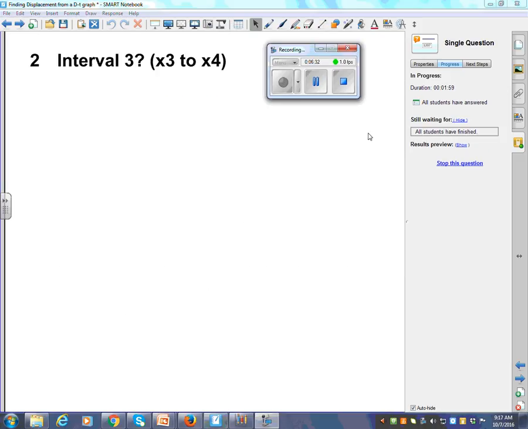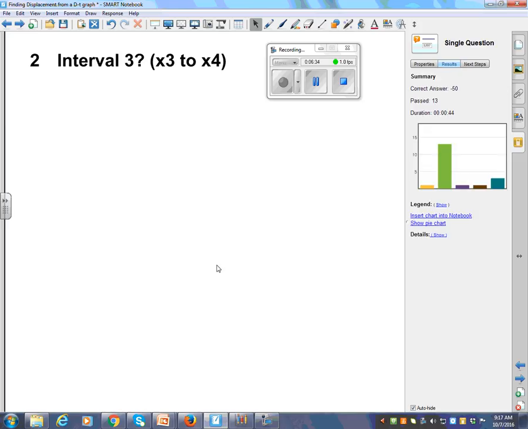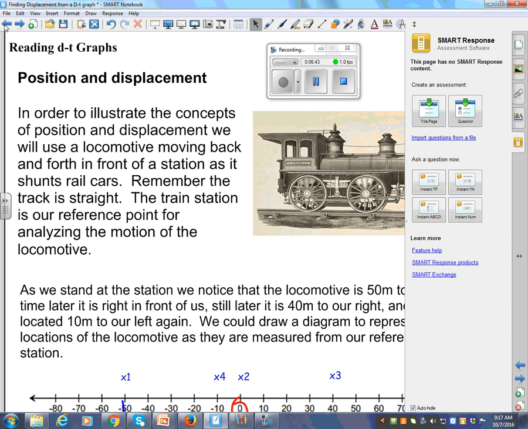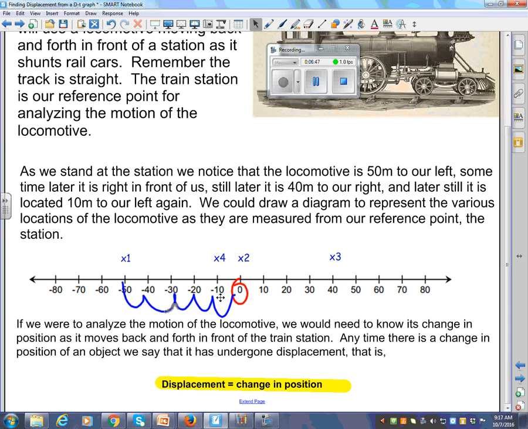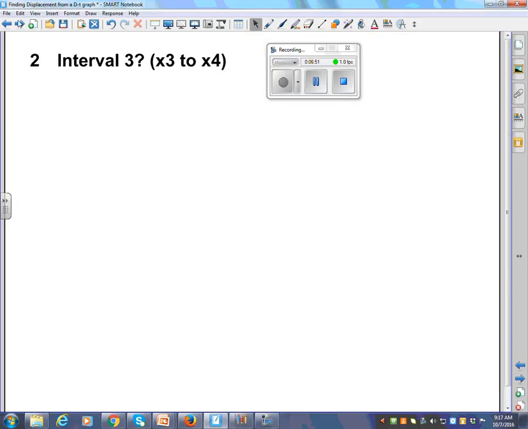Okay, so what'd you get? Minus 50. No. How do we do it? The final minus initial. Final is minus 10. Initial is plus 40. So it's going to be final minus initial, minus 10, minus 40, or minus 50. 50 to the left. Okay.